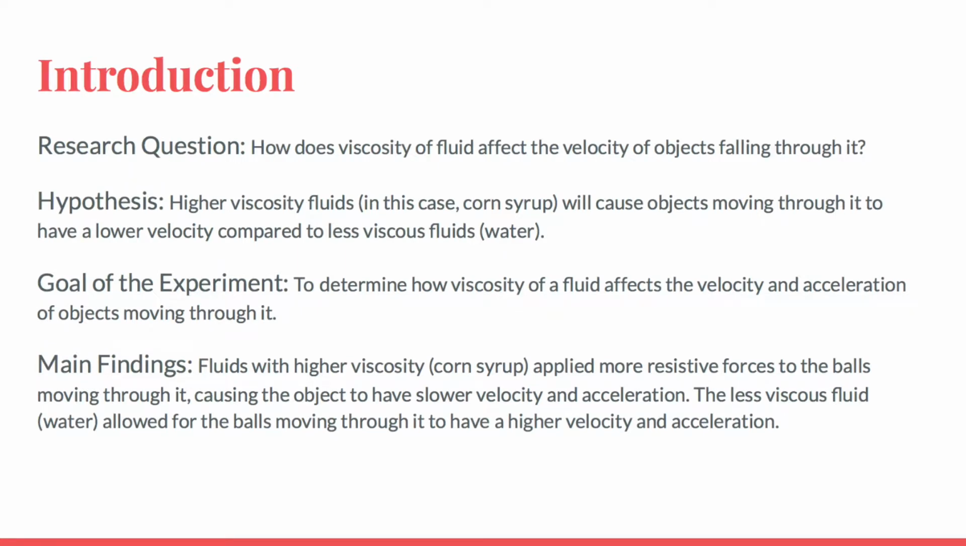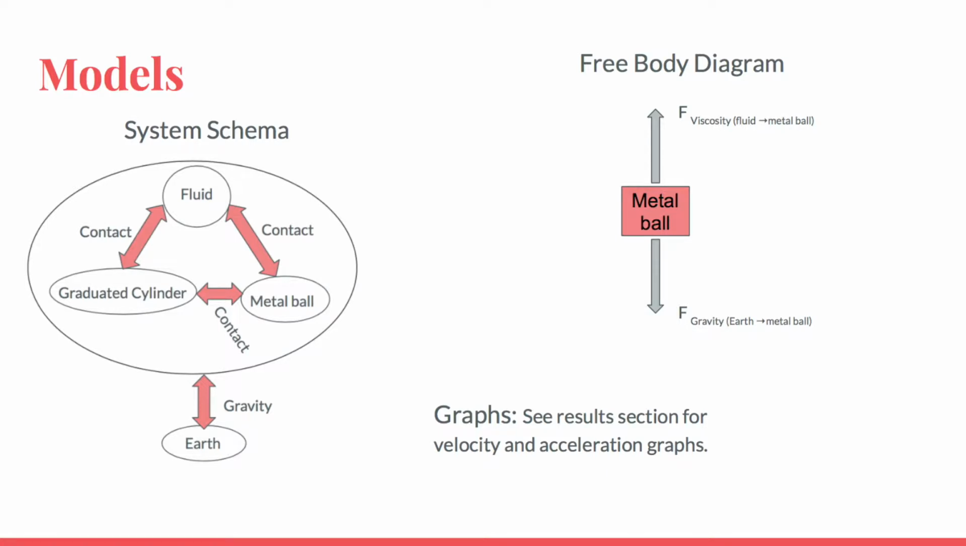The research question that we chose to investigate was, how does the viscosity of a fluid affect the velocity of objects falling through it? We hypothesized that more viscous fluids would cause objects moving through them to have a lower velocity. We found that the fluids with more viscosity applied a stronger force to the beads moving through them, which caused them to have a slower velocity when compared to the beads moving through water, which had a much higher velocity. We used multiple models to explain our findings during the experiment.